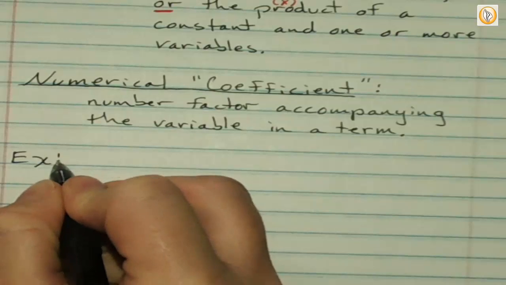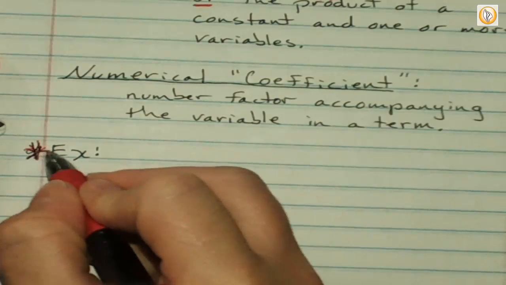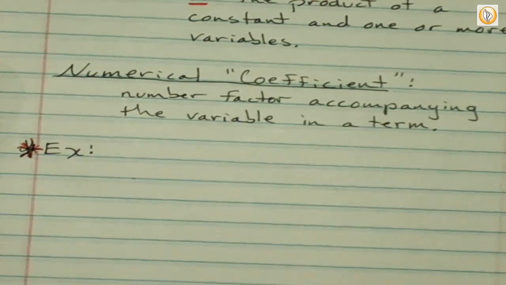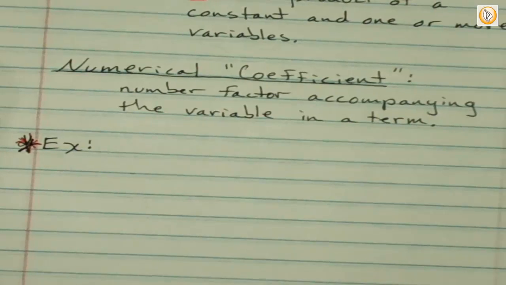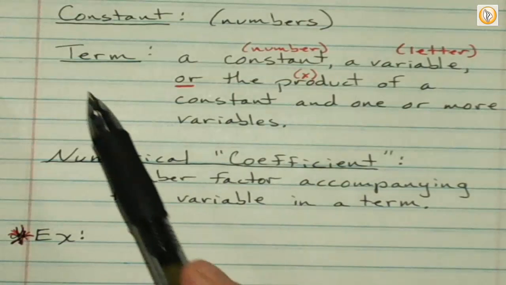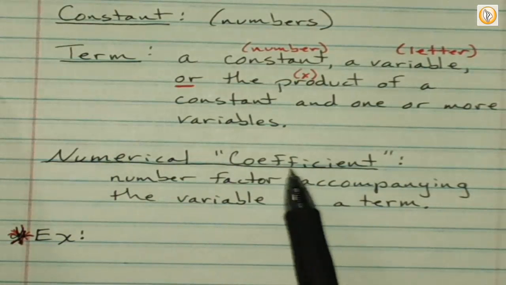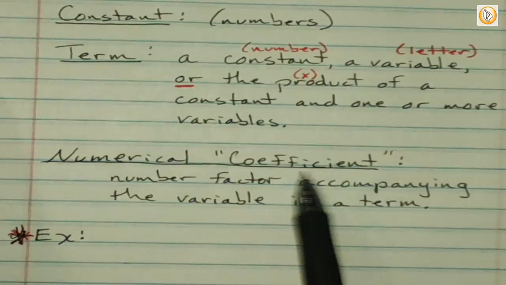And I'm about to bring it all home in one example. I'm going to put a star here. And the star's in 2 different colors because it's important. So this one example is going to explain constants. It's going to explain terms. And it's going to explain coefficients. Numerical coefficient. Numerical, that means number.